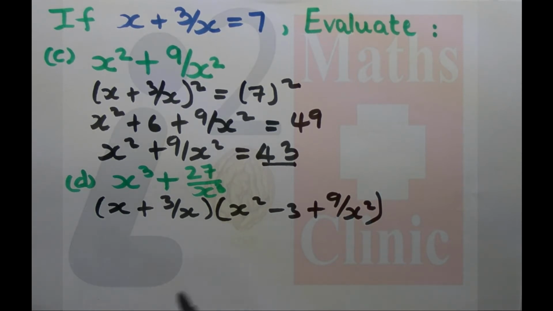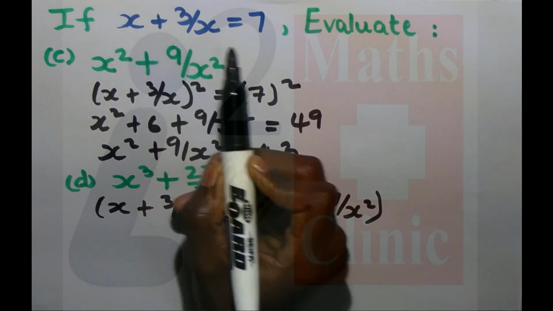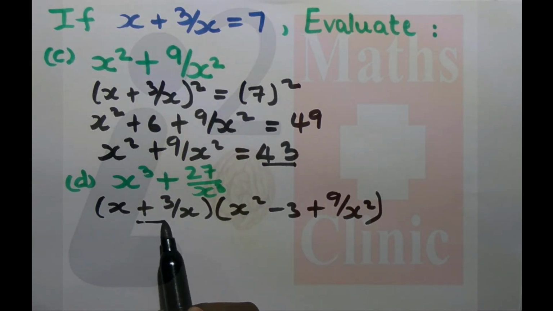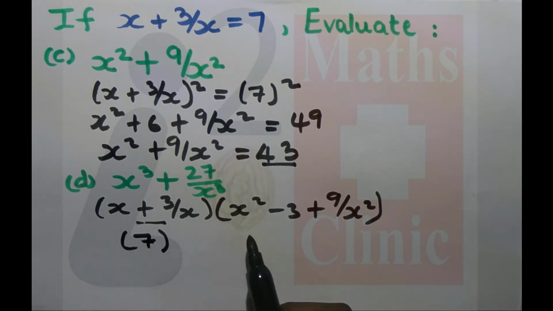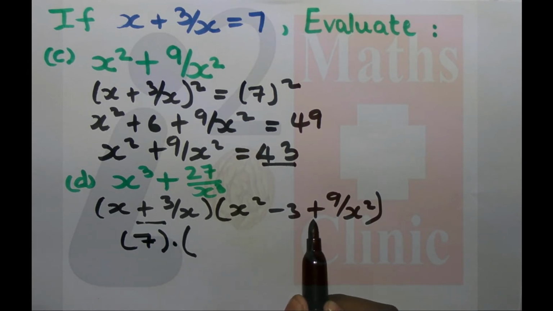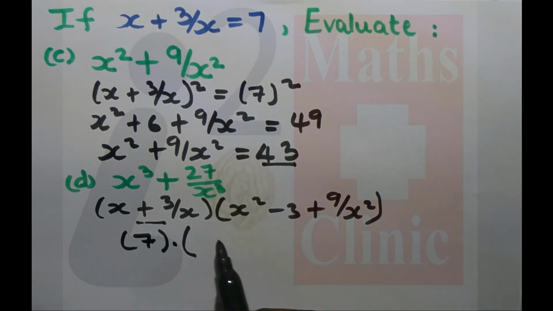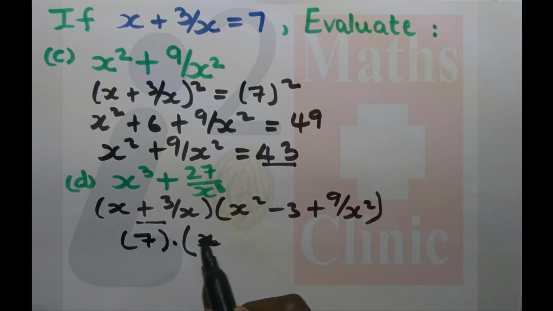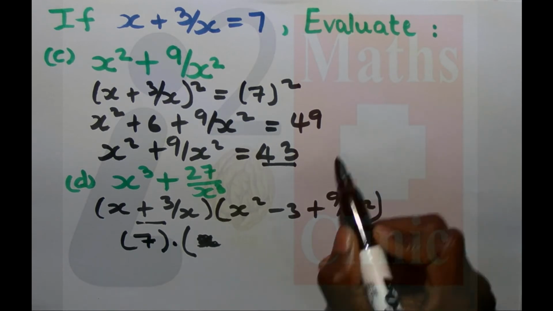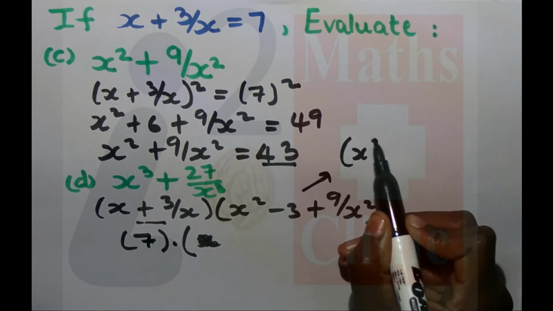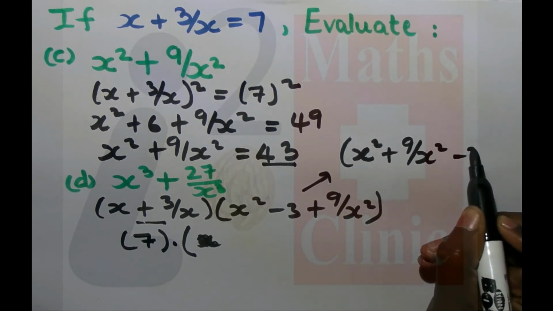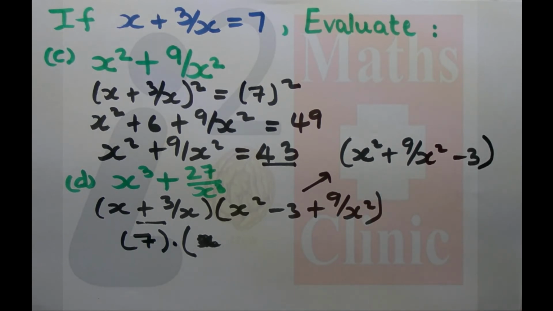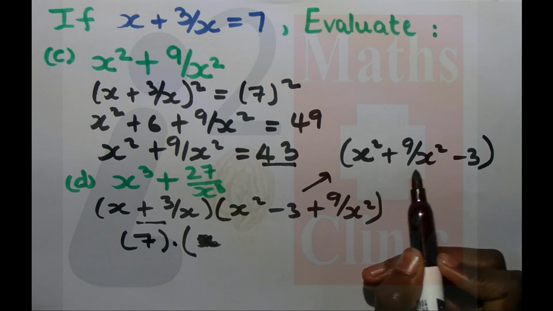Now here's the nice part. We are given that x plus 3 over x is 7. So we substitute 7 for x plus 3 over x, which equals 7. The left bracket is x squared plus 9 over x squared, minus 3. Let me rearrange it in fact: x squared plus 9 over x squared, and then minus 3.